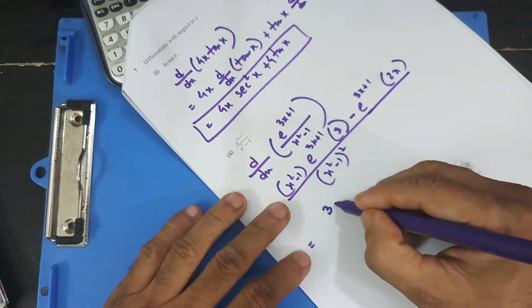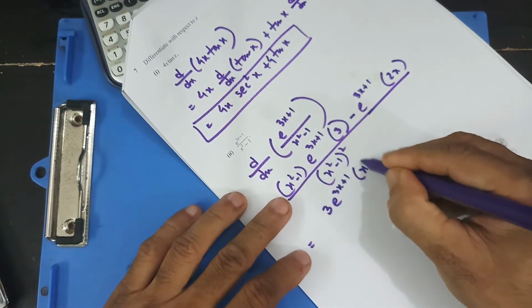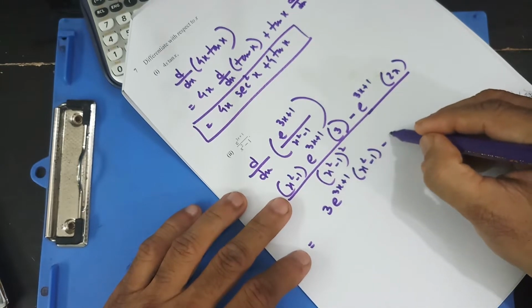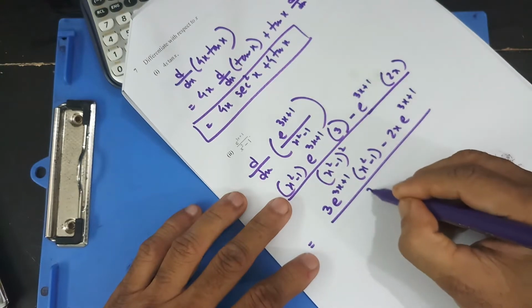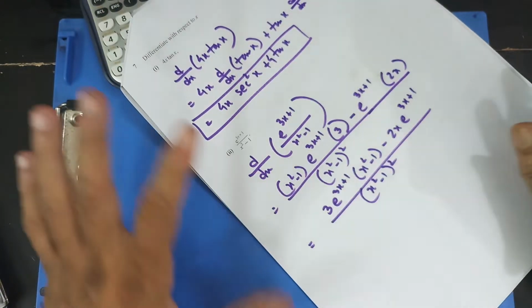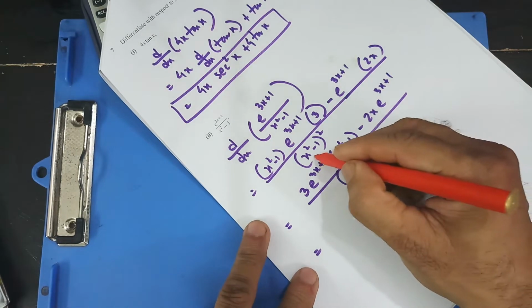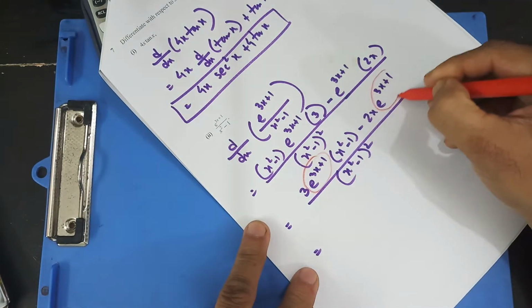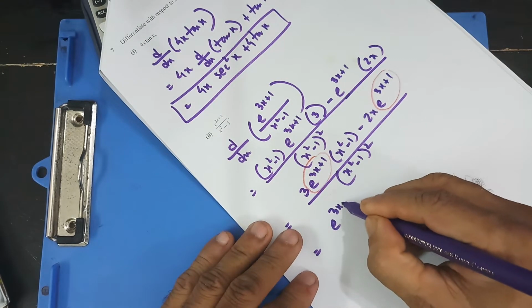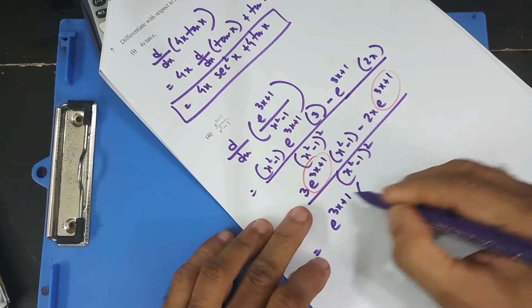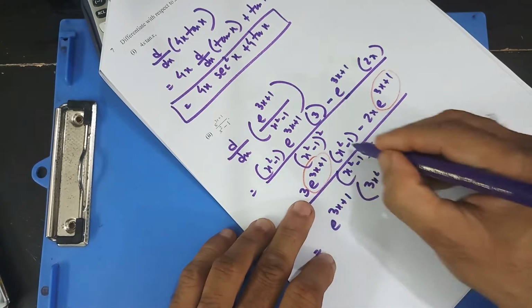This is x square minus 1 minus 2x e to the power 3x plus 1, divided by x square minus 1 whole square. You can keep this one as it is, or you can take this part common, this and this. No need, again no need, because for 3 marks you have already done enough work. E to the power 3x plus 1. So over here you're going to end up with 3x square minus 2x, and this is minus 3.